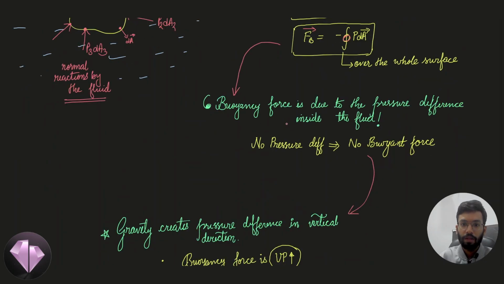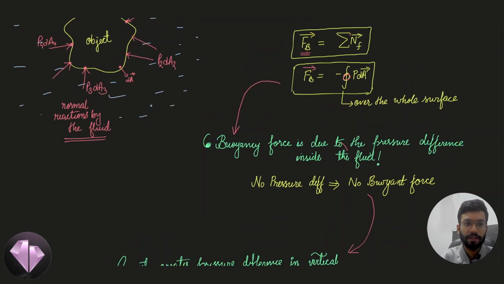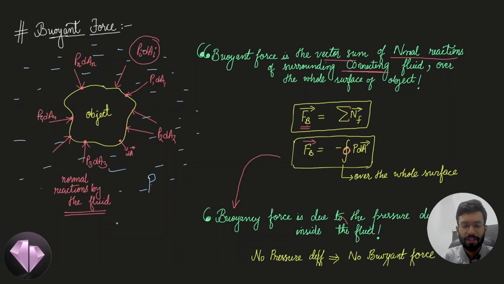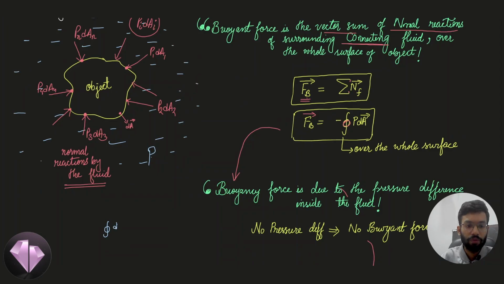Fine. Buoyant force is due to the pressure difference inside the fluid. Why am I saying that? Because let's say the pressure in the fluid is the same. अगर इस पूरे fluid में pressure हर जगह P है, so if you try to understand surface integral over dA, this is actually mathematical: surface integral over dA vectors over a closed surface. अगर closed surface में surface integral करोगे सारे dA vectors का, you will get a 0. ये मैथ से एक्चुअली आता है.